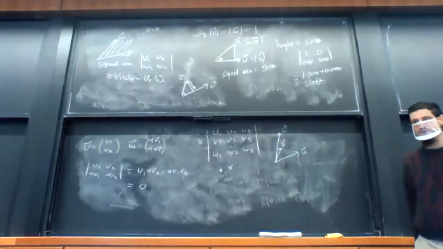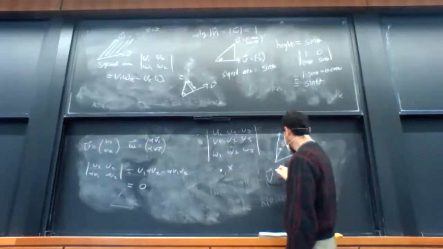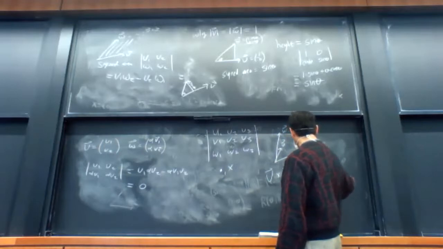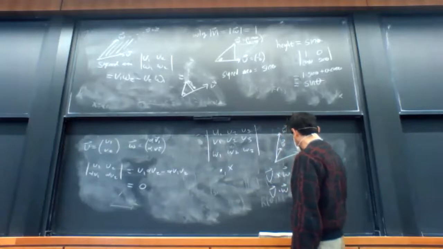Some of the formulas are intuitive. If I do V cross W, this is negative W cross V. This is very different than V dot W, which is W dot V.